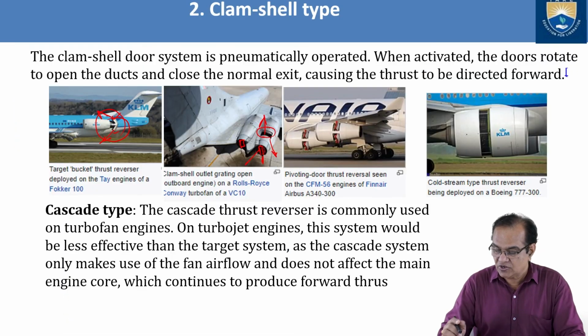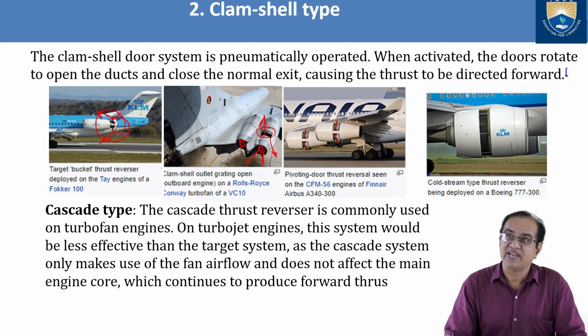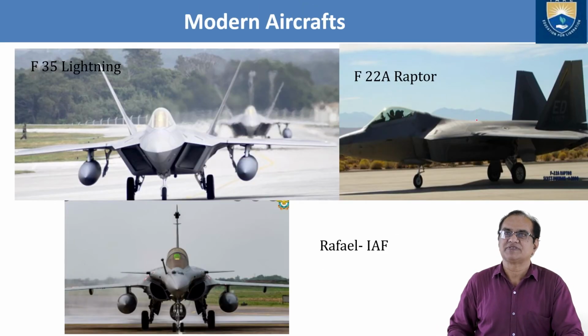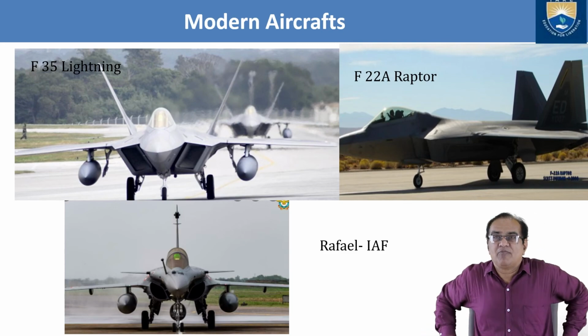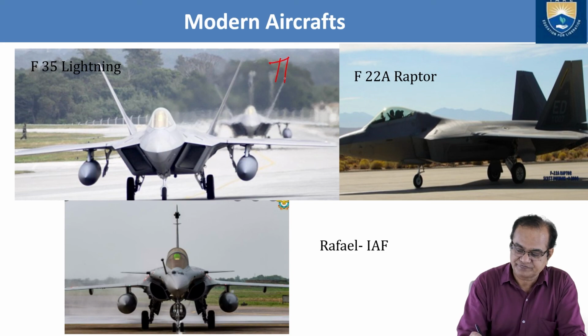Next we have the cold stream type thrust reversal. This you can see here. We are using the cold stream, meaning the stream of the fan which is not taking part in the burning, for this purpose. Now I will show some modern aircraft that are using thrust reversal.